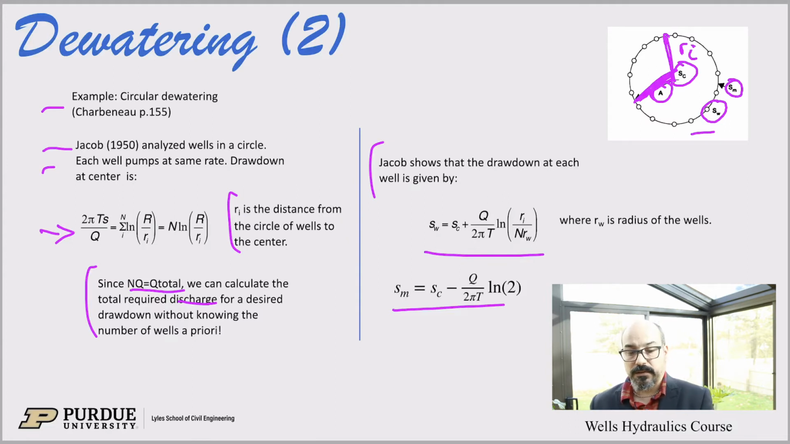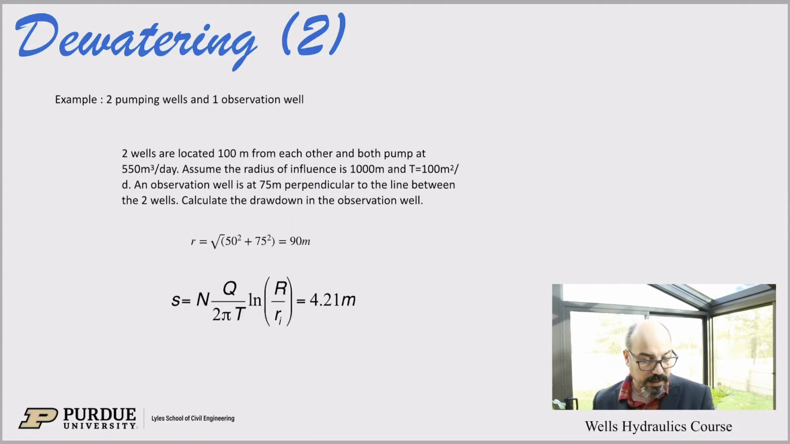And we'll do an example as an activity of this. So here is a little worked out example that you can confirm on your own. If you have two wells that are located 100 meters from each other and both pump at 550 cubic meters per day, assume the radius of influence is 1,000 meters and the transmissivity for this aquifer is 100 square meters per day. If there's an observation well 75 meters perpendicular to the line between the two wells, calculate the drawdown in the observation well. Okay, so here's an example. So now we're switching to our line of wells. So we have two wells.